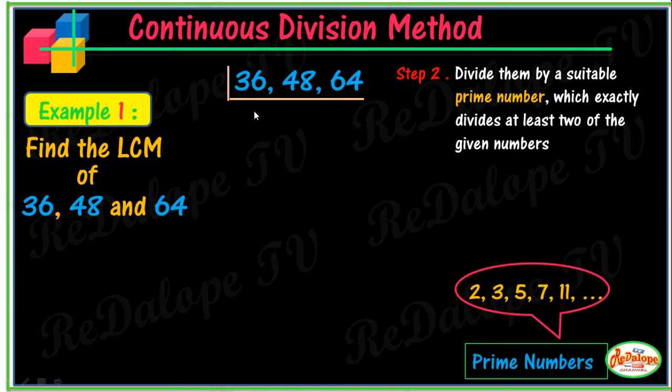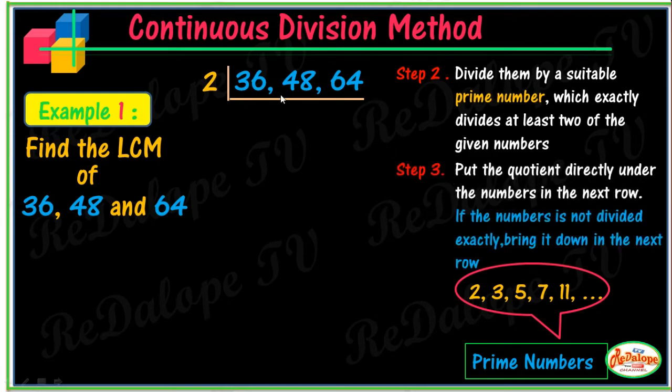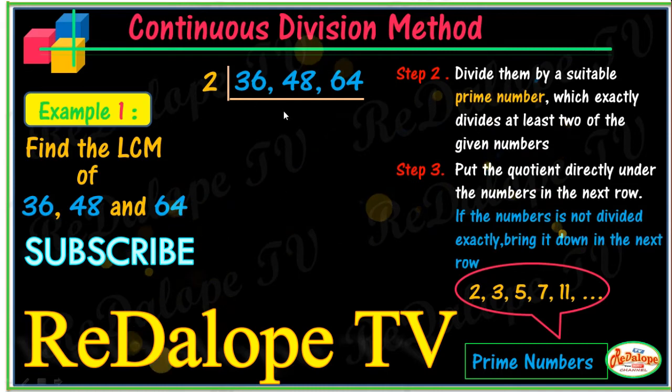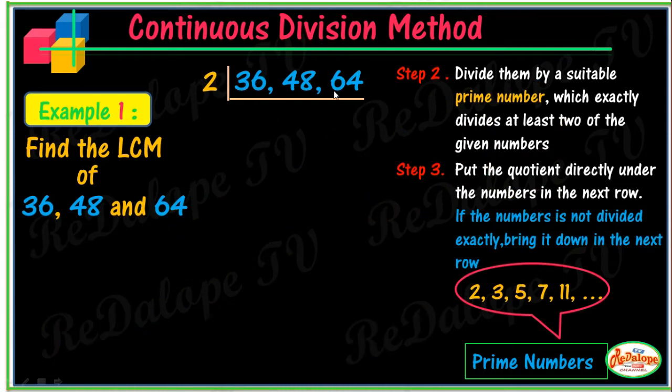So we can divide these 3 numbers by the first prime number, which is 2. So we'll divide this by 2. Ang sagot o yung quotient ay ilalagay natin sa ilalim ng numbers na ito dito sa next row. Now kapag ang number cannot be divided, ang gagawin lang natin ay ibababa lang natin dito sa next row. So 36 divided by 2 is 18. 48 divided by 2 is equal to 24. 64 divided by 2 is equal to 32.